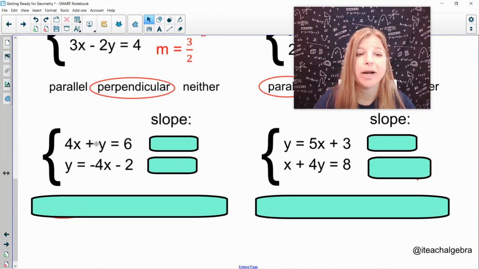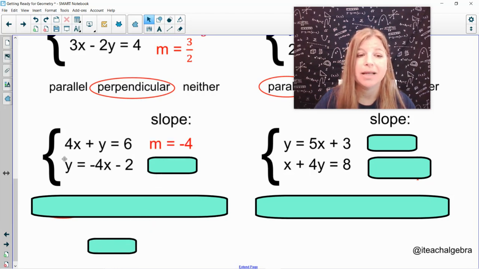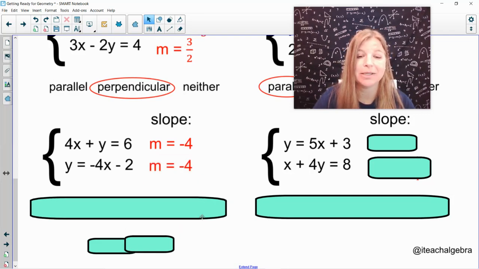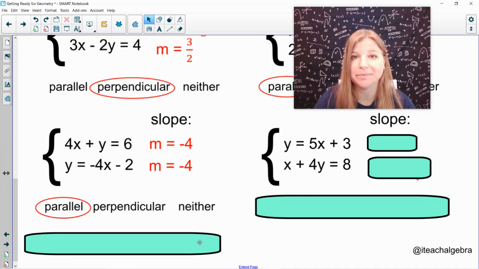Last two, 4x plus y equals negative 6. Again, in standard form, I can use my formula of negative a over b. So this would be negative 4 over 1. Negative 4 over 1 is just negative 4. The second equation in slope-intercept form, I can easily see has a slope of negative 4. What do parallel lines have? They have the same slope, and so I know that these are parallel to each other.